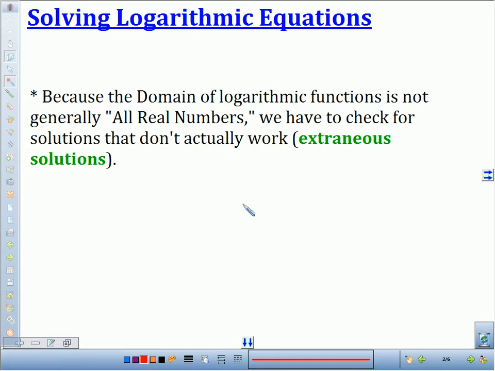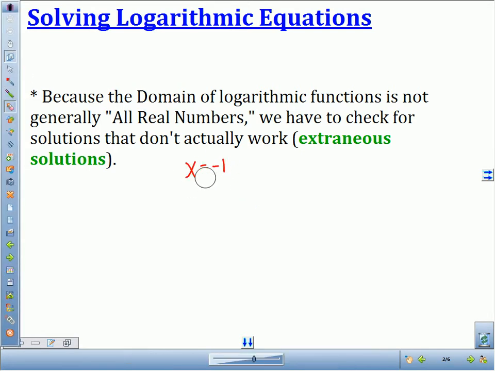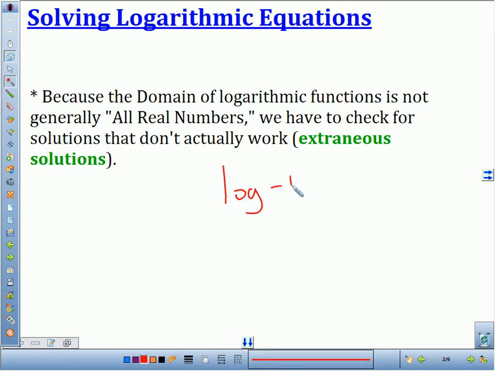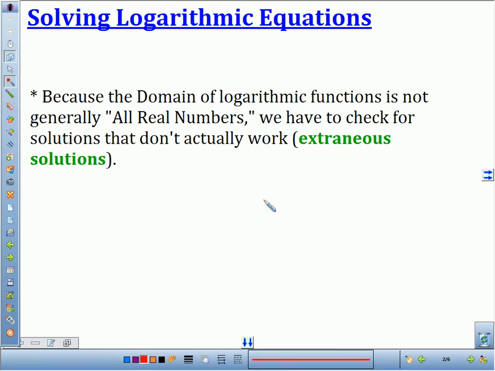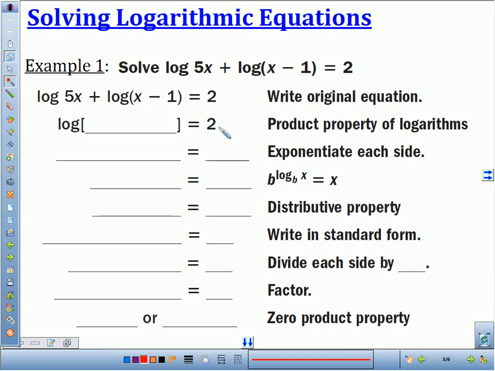For instance, if we had ended up with x equals -1 or something like that, and we plugged it in to log of -1, well, that doesn't work. We can't take the log of -1. It doesn't exist. So that would be an extraneous solution. Now, the way that shows up is usually in problems that require us to solve quadratic equations. So let's look at an example here.